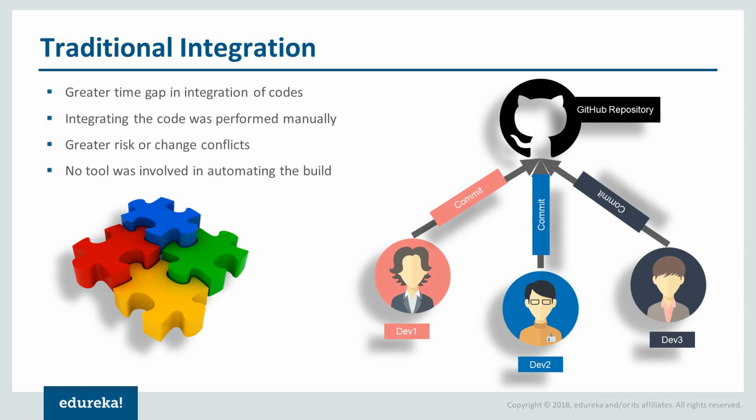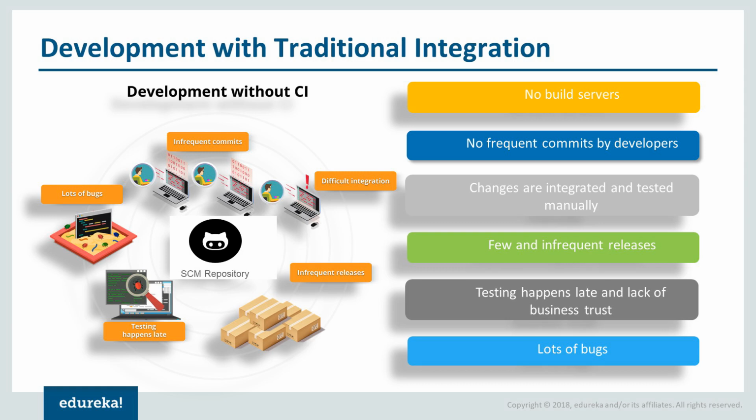And of course, since there is no tool involved in automating this build process, that is where the major pain point is. So this is how it looks. If you're doing development with traditional integration without a modern CI tool like Jenkins, the major pain points are, of course, infrequent commits, and you don't have a build server, first of all.